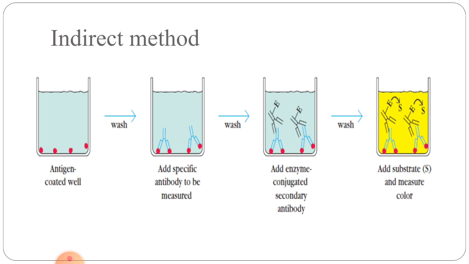This is a diagrammatic representation of the indirect method. The wells are coated with antigen, washed, and the specific antibody to be measured is added. Again it is washed, then enzyme conjugated secondary antibodies are added, the wells are washed, and substrate is added and the color is measured.